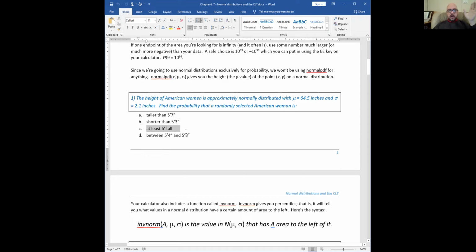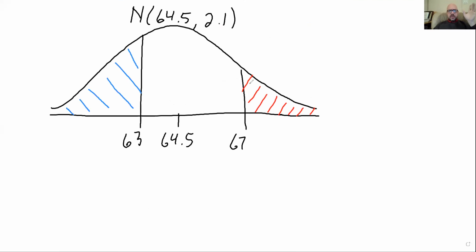So at least 6 feet tall, 6 feet is 72 inches. So I'm just going to do 72 up to infinity. So let's go draw a picture for that. Actually, you know what I'm going to do? I'm just going to clear all this. So my usual go-to is draw a new picture for, hello? Is it not? Oh, come on.